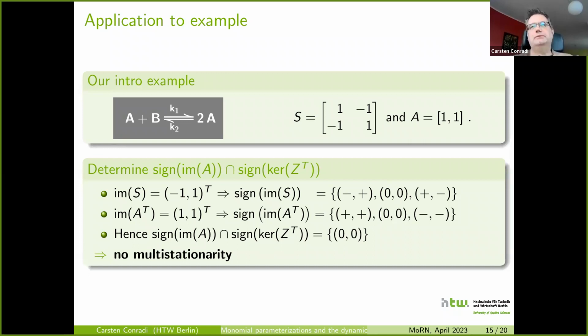For this particular network, this is a little bit of an overkill because this is a deficiency zero network, and so it's clear that there is no multistationarity. However, you can apply this to larger networks that are not deficiency zero, and then you can derive more interesting results.